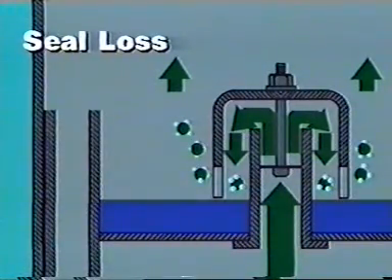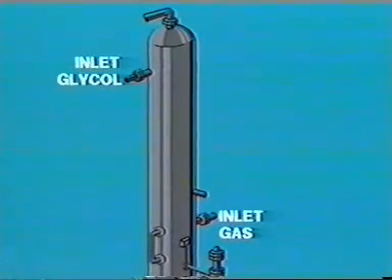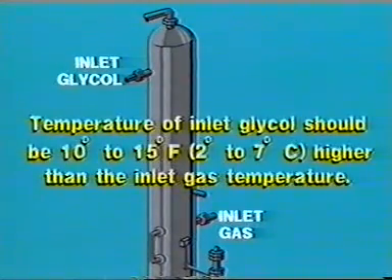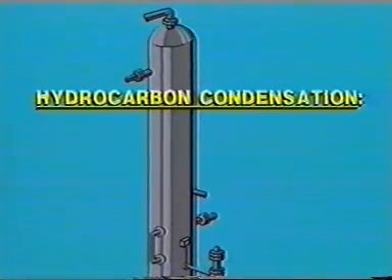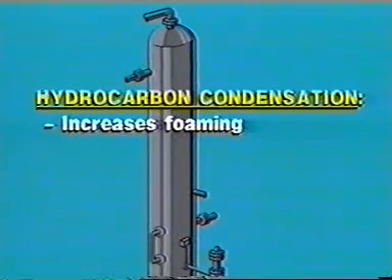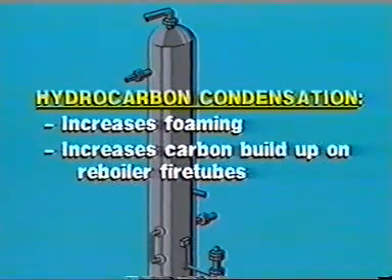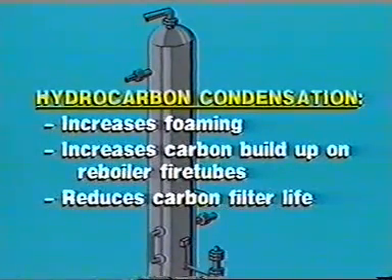the outlet gas. A glycol inlet temperature of 10 degrees to 15 degrees Fahrenheit higher than the inlet gas temperature prevents hydrocarbon condensation in the glycol. Hydrocarbon condensation increases foaming, increases carbon buildup on the reboiler fire tube, and reduces carbon filter life.